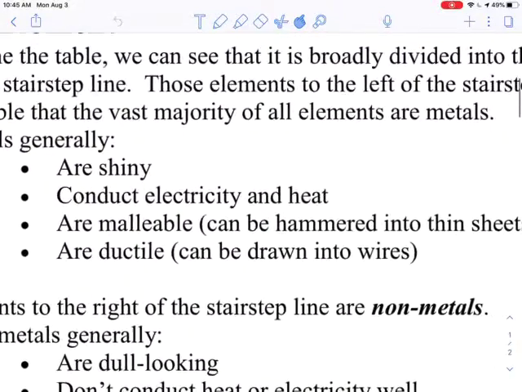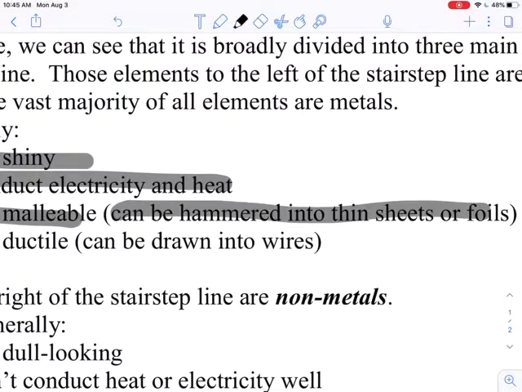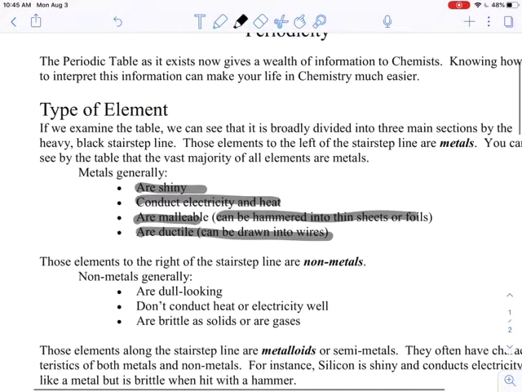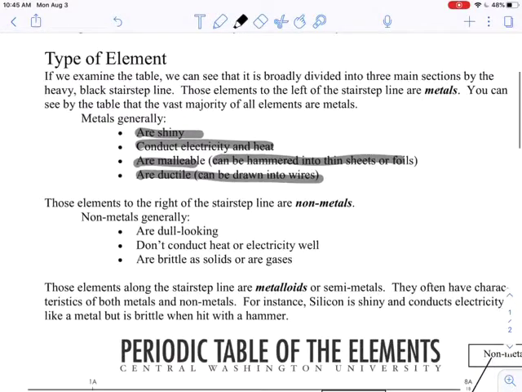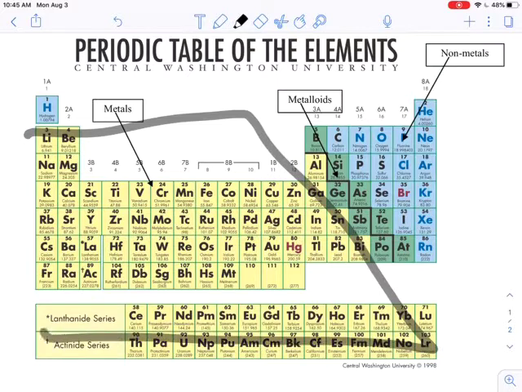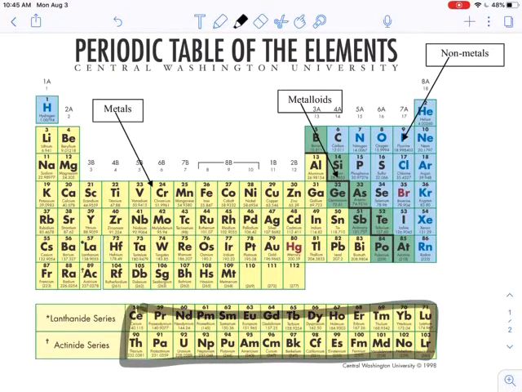So here they are. Here are those terms. Metals are shiny. They conduct heat and electricity. They are malleable, which means that they can be hammered into thin sheet or foil. And they are ductile, which means that they can be drawn into wires. Those tend to be the properties of all of the things that are the metals, which tend to be over here on the left side of the periodic table. Don't forget that all these guys down here in the bottom, they actually slip right in here. So again, they are very much on the left side of the periodic table.